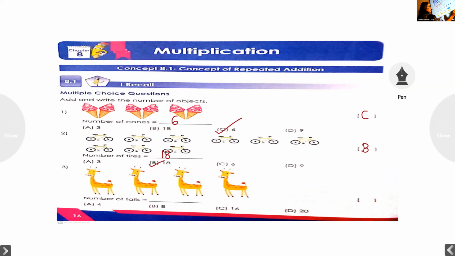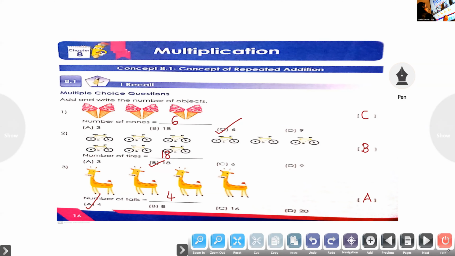Now next, William Charles. Yes, ma'am. Third one. Number of tails is equal to 4. Yes. Good. Put a tick mark on A. Write 4 on the dash. Write A in the bracket. Yesterday we did. If anybody was absent yesterday, you can do it now. Now next page.